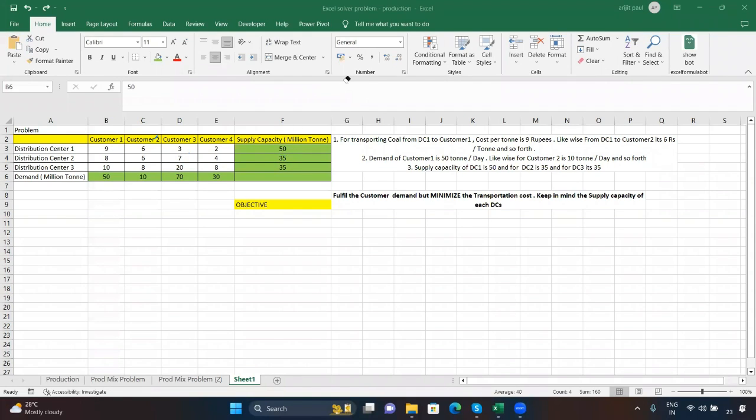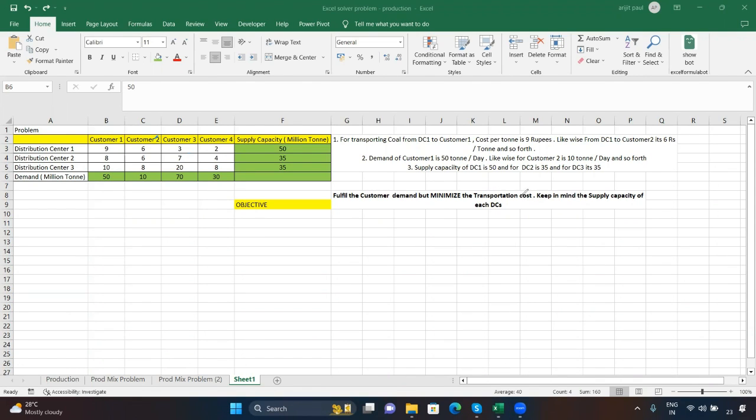Okay. Now, you can consider for DC3 as well. For DC3, from DC3 to customer 1, the cost is 10 rupees per ton, 8 rupees per ton from DC3 to customer 2. From DC3 to customer 3, that is 20 rupees per ton. And from DC3 to customer 4, the cost is 8 rupees per ton. Okay. Now, what is the objective? The objective is to fulfill the customer demand by minimizing the transportation cost.